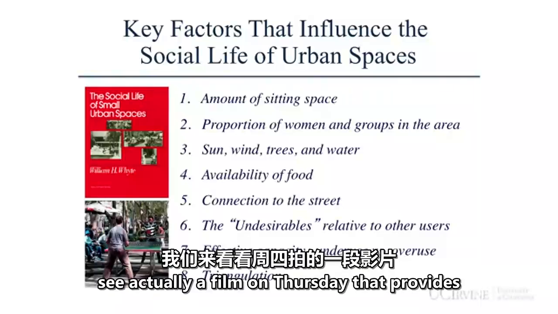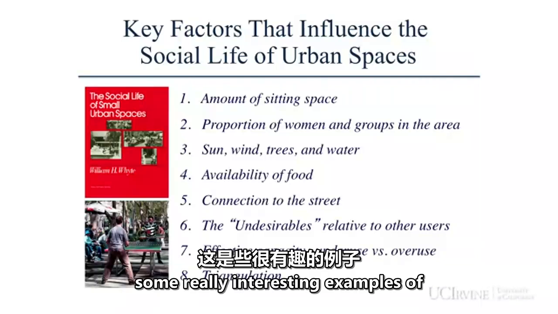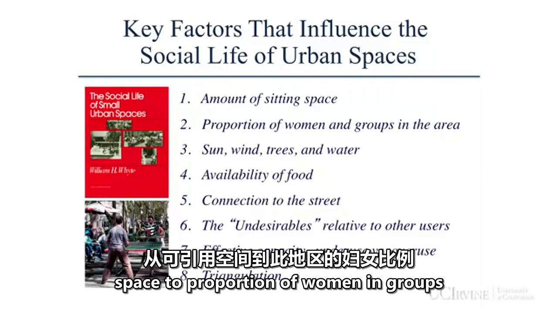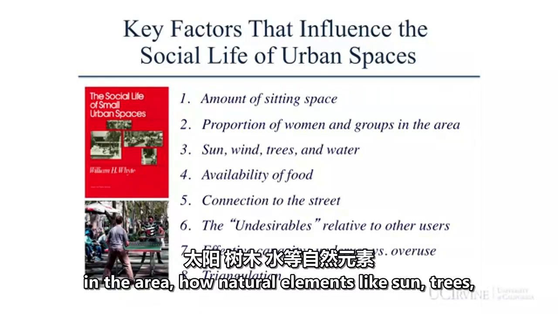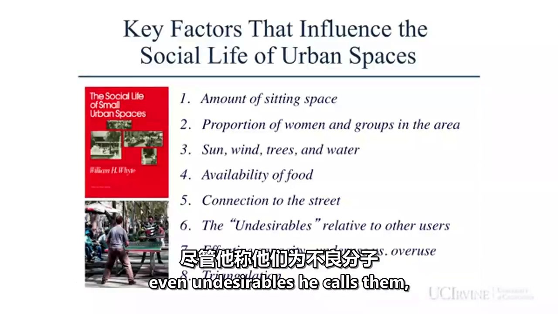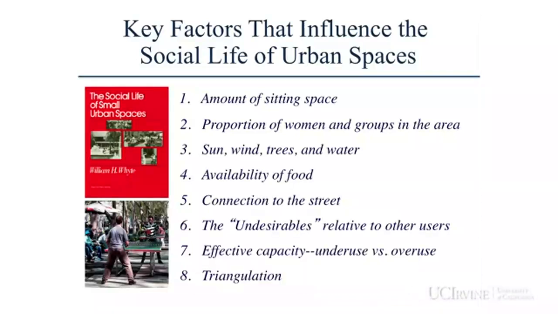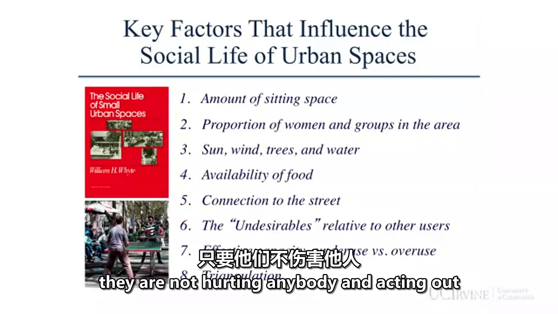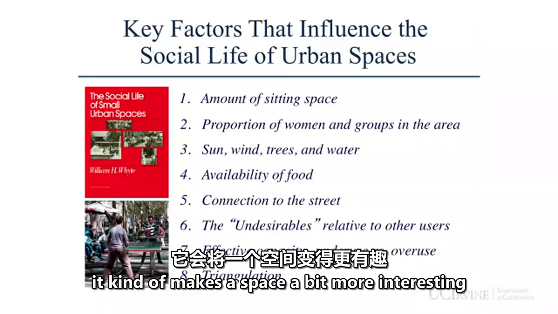We're going to see actually a film on Thursday that provides some really interesting examples of how he discovered these elements, from sittable space to proportion of women and groups in the area, how natural elements like sun, trees, water are woven into urban spaces, food vendors, even undesirables, he calls them. Spaces often need some undesirables. As long as they're not hurting anybody and acting out, it kind of makes the space more interesting.